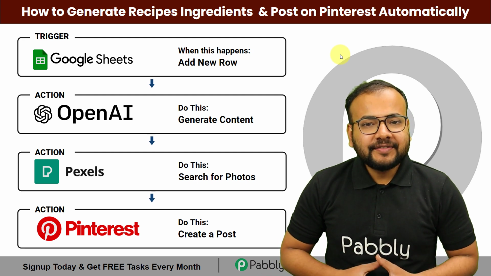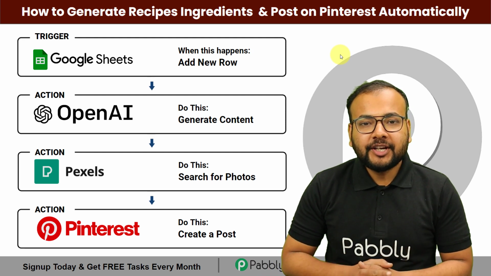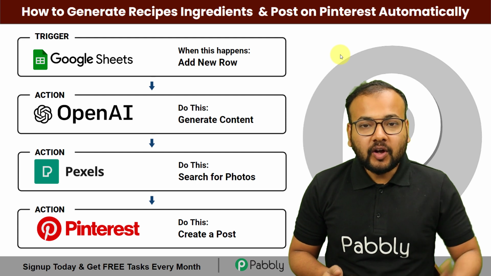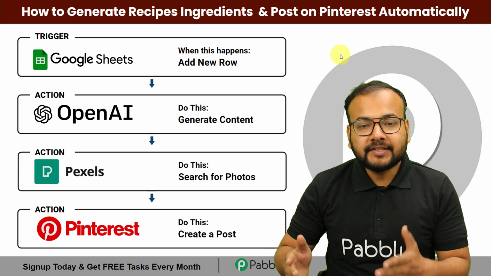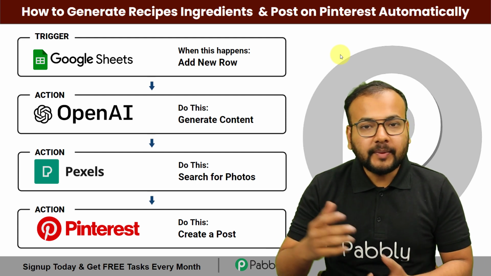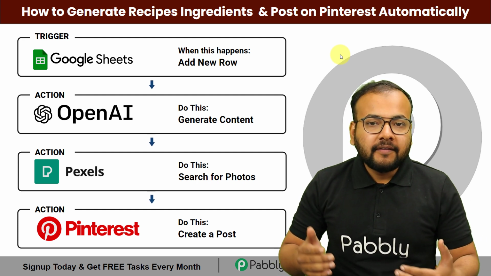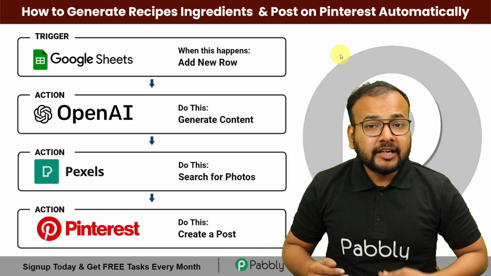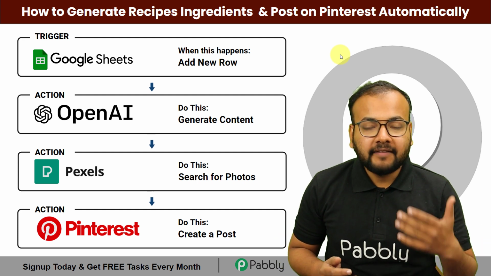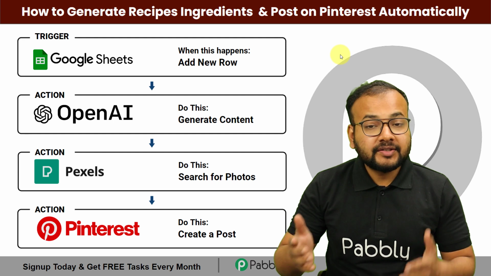Hey guys, in this video you will learn to set up an automation to share the ingredients of new recipes on Pinterest using OpenAI automatically. So guys, Pinterest is a visual discovery search engine where you can share your ideas, increase your reach and improve your brand awareness, and many people and businesses use it.